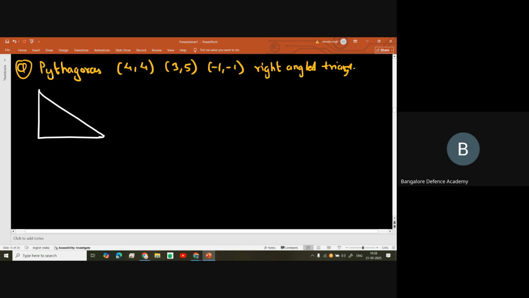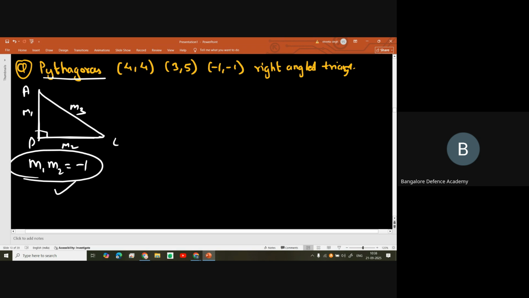Right angle triangle means it looks like this. Imagine this is A, B, and C. Now two lines will be perpendicular to each other. That means you can say two lines M1, M2 is equal to minus 1. You can take this as M1, this M2, and this as M3. So when you find the slope of the line, the product of any two lines will be minus 1. If it is minus 1, that indicates it is a right angle triangle, and without using Pythagoras theorem, you can make it sure. So did you understand the logic? I'll move forward, everyone. Ready?